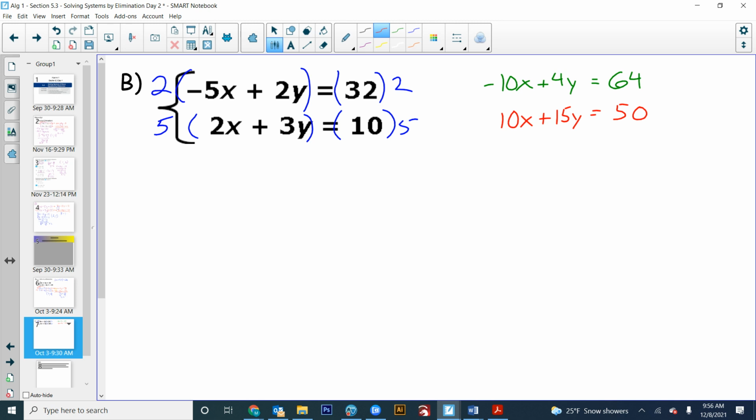Is that what you guys got? Yeah. What happens if you go to add these equations and one of the variables does not cancel? You did it wrong. Go back, pick a different number to multiply because they have to cancel.